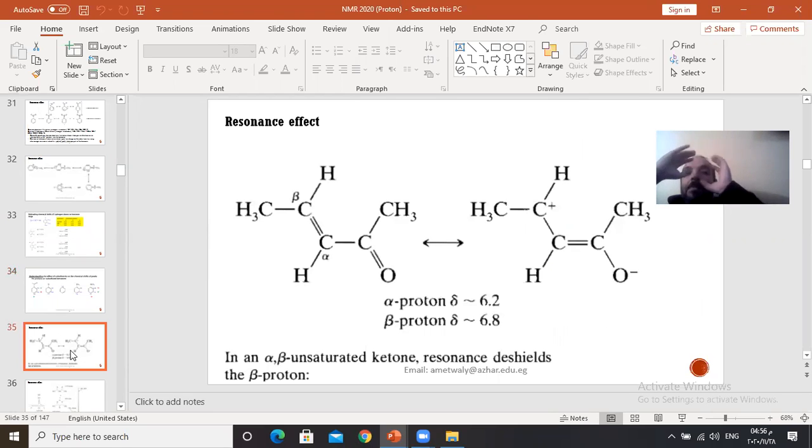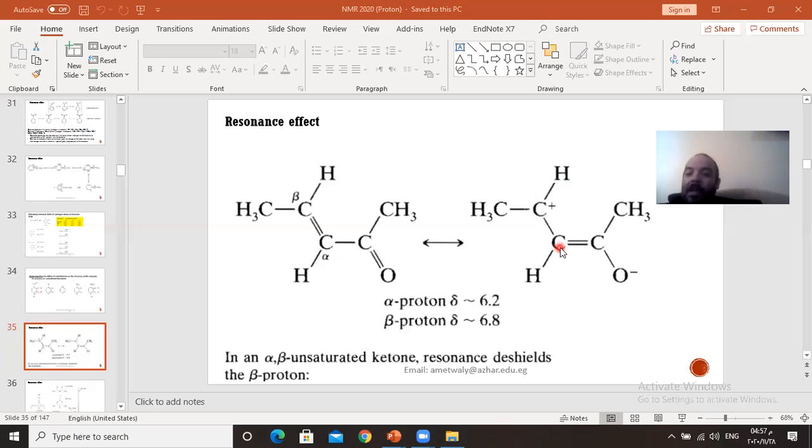Another important example, and please focus with me. If you look at this compound, this is a carbonyl group, this is the alpha carbon to the carbonyl group, and this is the beta carbon. From the first look, I think the alpha will be more de-shielded than the beta, because it's much nearer to the carbonyl. So the carbonyl will affect the alpha much more than the beta, and this one will be de-shielded, and this one will be less de-shielded. But is this the case? What happens is the beta carbon is highly de-shielded, much more than the alpha.